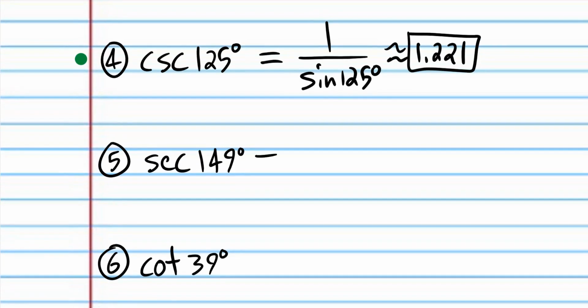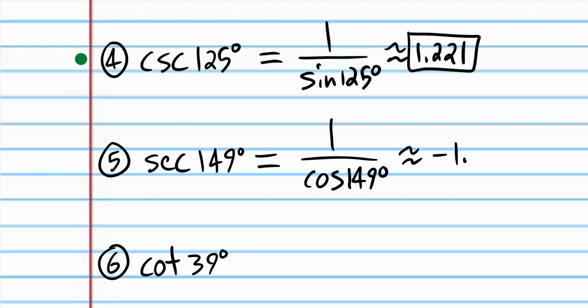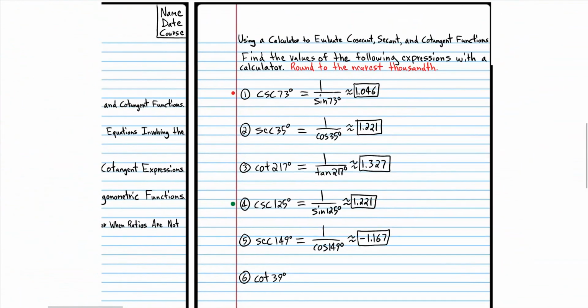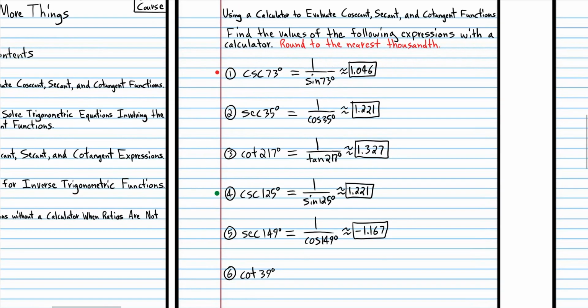All right, we're back. So secant is 1 over cosine. And we can use a calculator. 1 divided by cosine 149, enter, and we get negative 1.167. So rounding to the nearest thousandth. So if you got that right, good job. Go ahead and try number 6, and when you come back, we'll do it together.